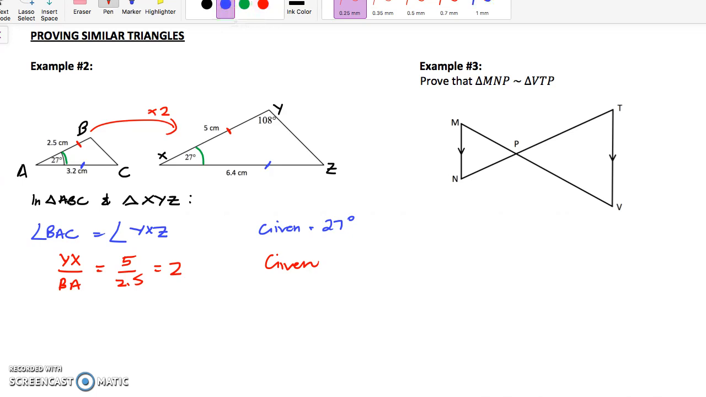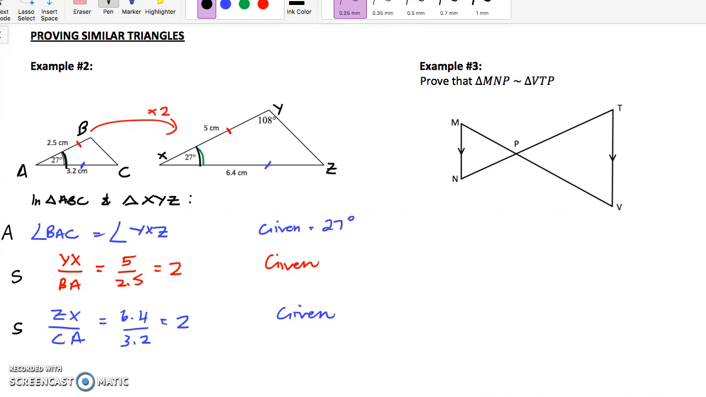Now let's have a look at the next side. So I'm going to do ZX compared to CA. And that is in a ratio of 6.4 to 3.2. Oh, I can clearly see that's just 2 times, so that's given. So I'm thinking about what information I know. I've got an angle, I've got a side in a ratio, another side's in a ratio. The angle is in between those sides.